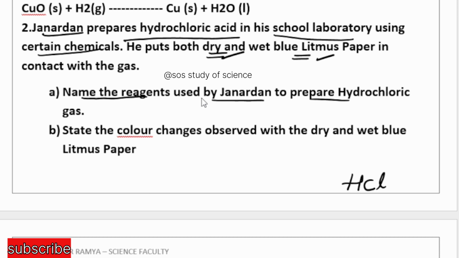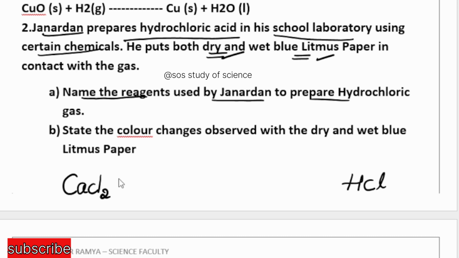My dear students, tell me, how do we get hydrochloric acid gas? So when we take a salt and add an acid to it, we get hydrochloric acid. That is the easiest thing, you all know that. See, let us now take calcium chloride. You can also take any salt.